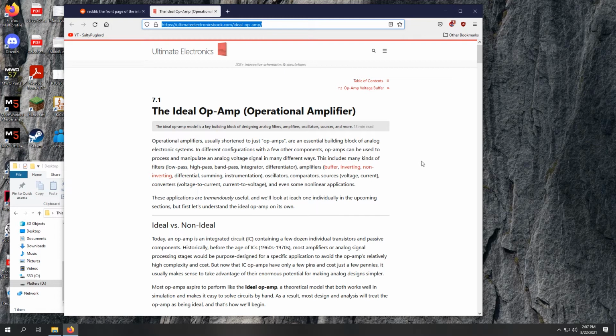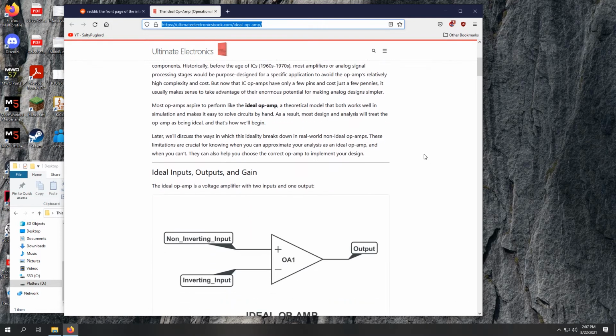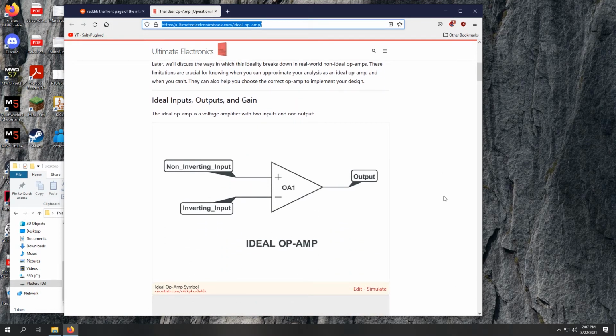So let's scroll down here and first look at just a picture of an op-amp. This is the circuit symbol for an op-amp. You can see it has two inputs and one output. Don't worry too much about the names. It's not really important just yet. The important thing to know is that you put two inputs in, usually these are voltage inputs, and you get something out, which usually is also a voltage.